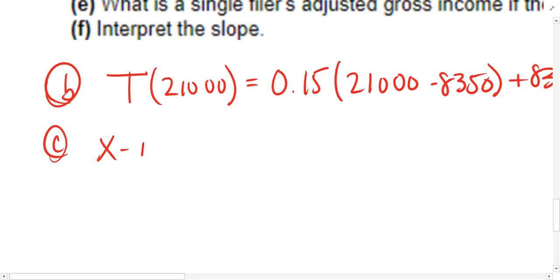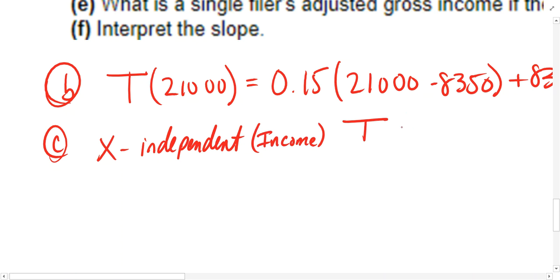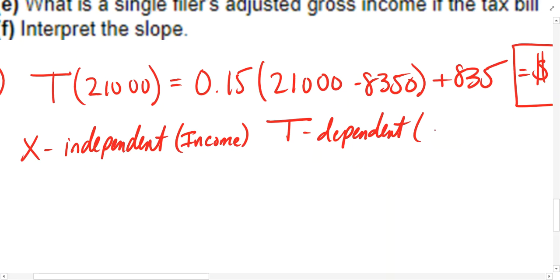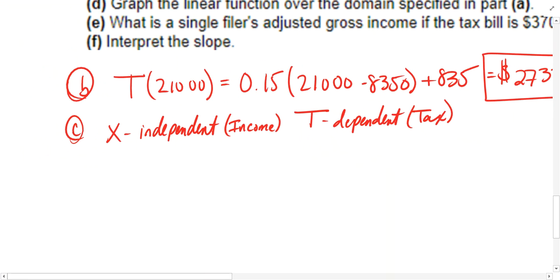So we would say x is our independent variable, and that was our income, our adjusted gross income. And we would say that t is our dependent variable, and that was our tax bill. That's how much taxes we owe.